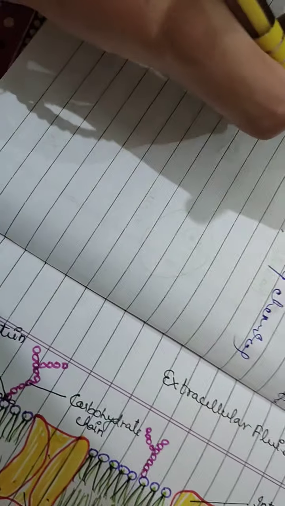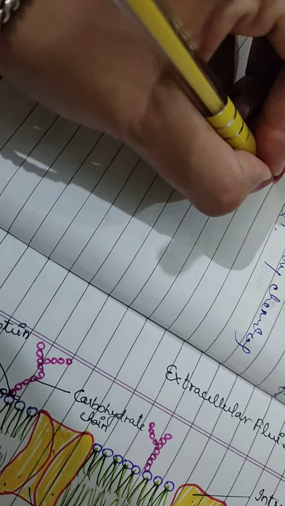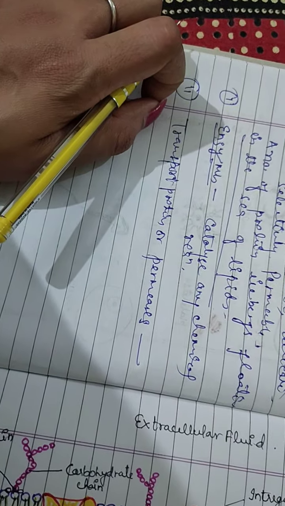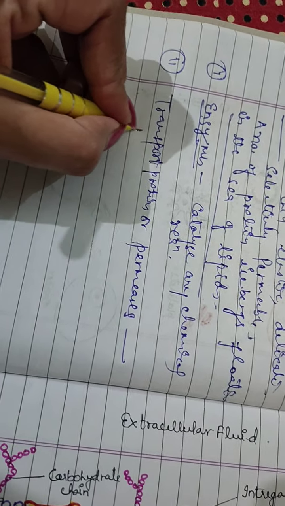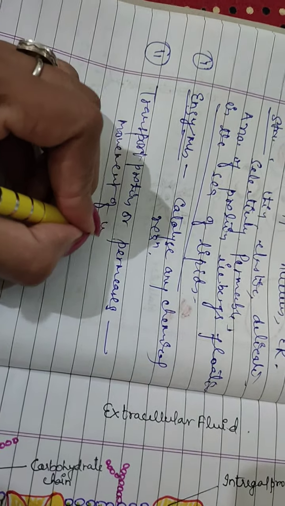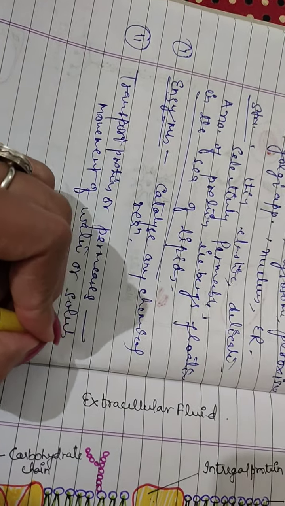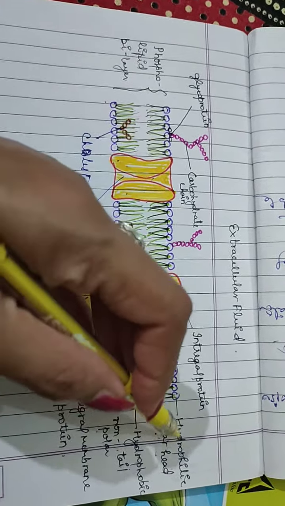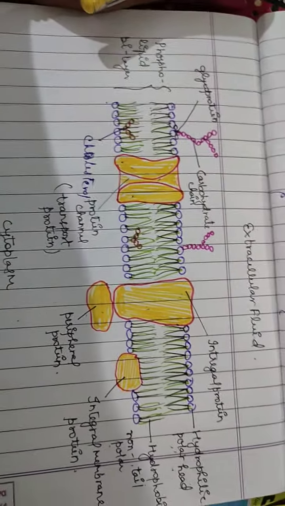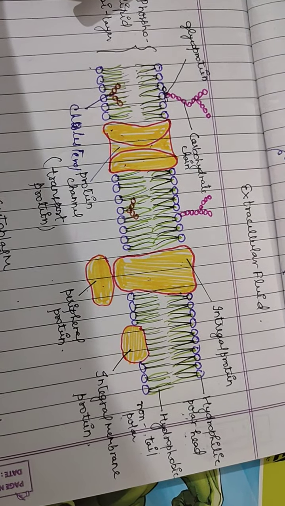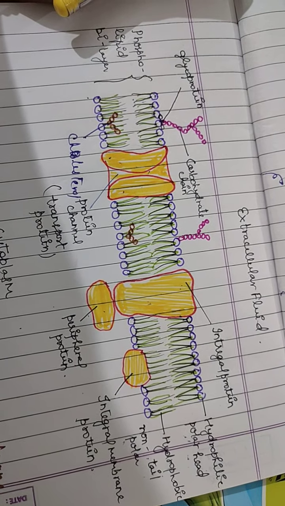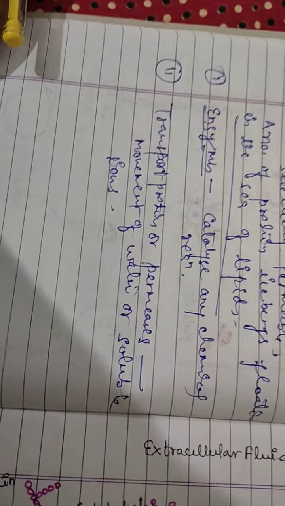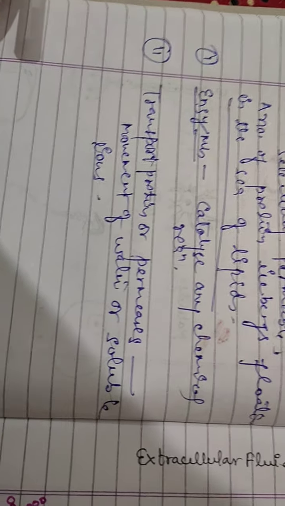See here, this is transport protein. This is also called permeases. Remember it. It is used for movement of water or soluble ions. As I told you, this outer layer is hydrophobic, so there is difficulty in crossing for water loving substances because it is made up of phospholipid. So there is presence of transport protein or permeases which allow the easy movement of water and soluble ions.